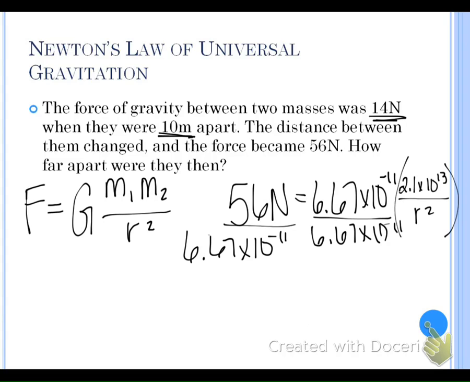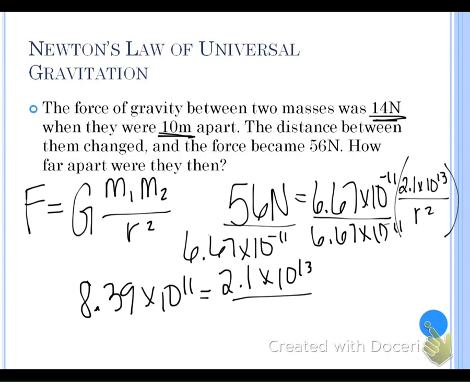I get 8.39 times 10 to the 11th, and that's going to equal my masses over r squared. Okay, how do we make this r squared by itself? Divide what? 2.1. 2.1, do what to it? Divide it over to the other side. Well done.